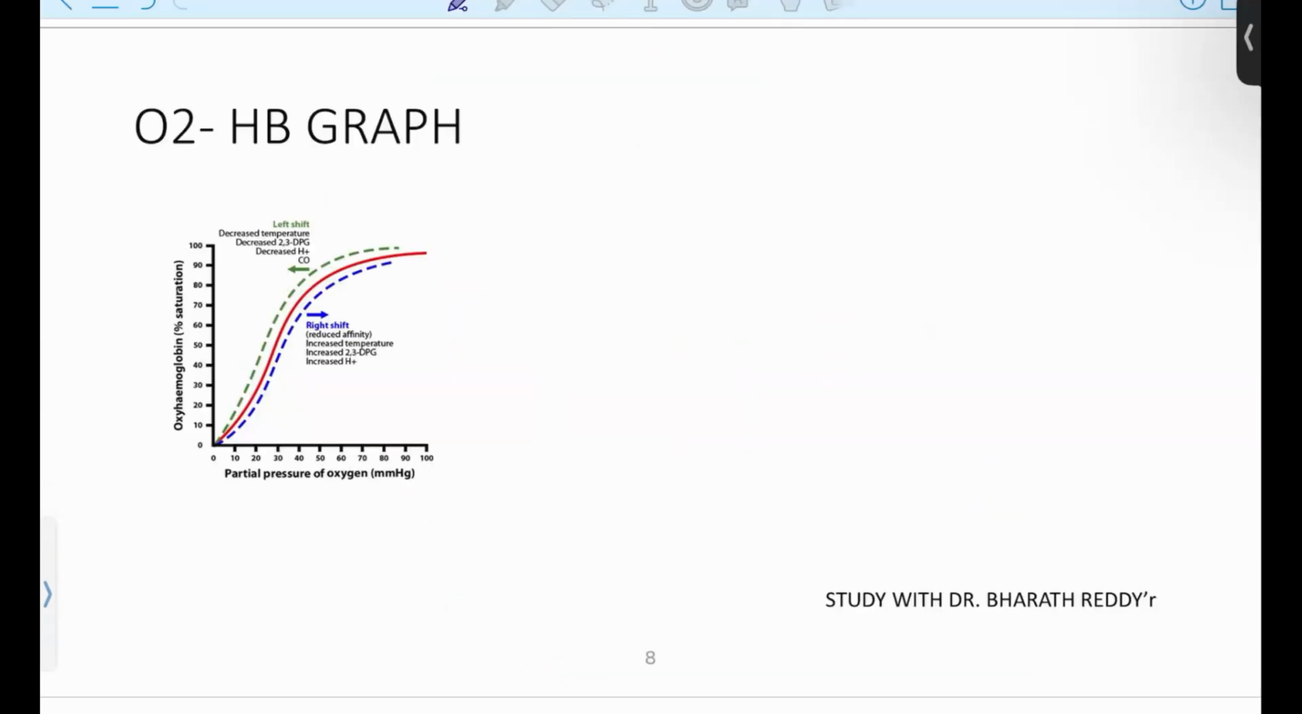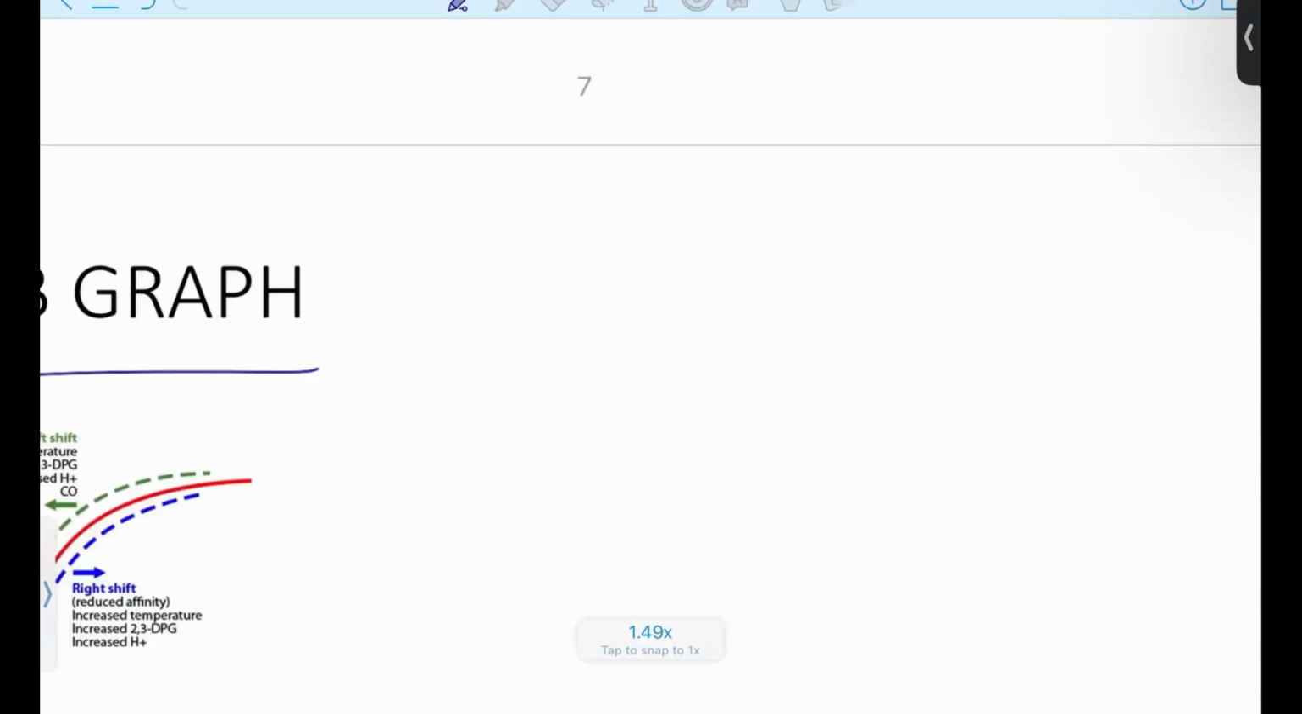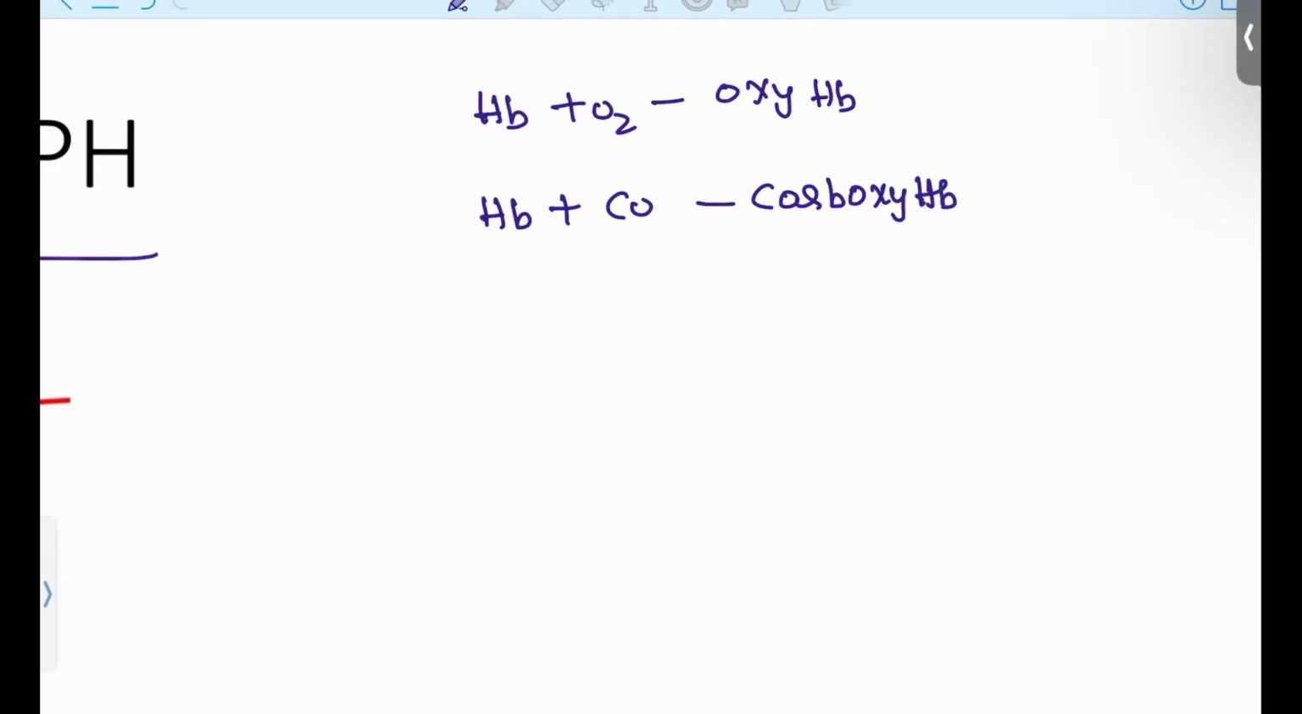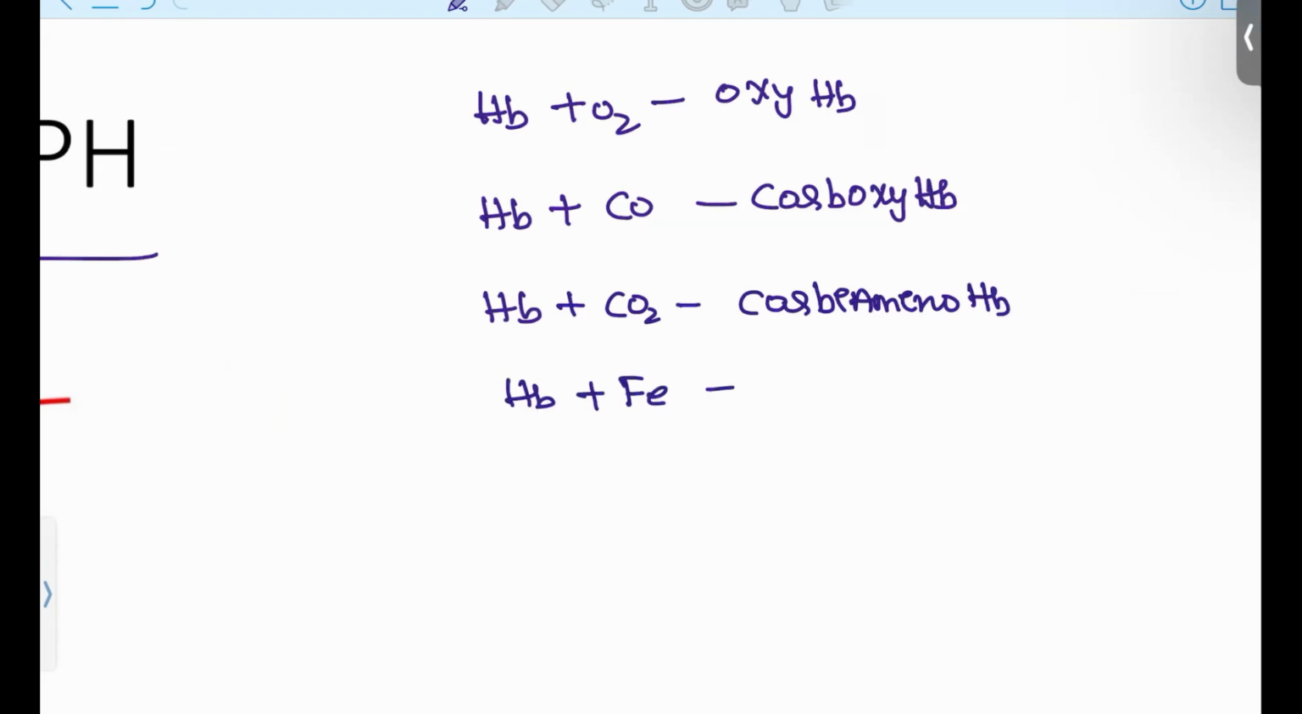Next topic is the O2 hemoglobin graph. So before that, you have to know some of the terms. Hemoglobin plus oxygen is your oxyhemoglobin. Next, hemoglobin plus CO, your carbon monoxide, is known as carboxyhemoglobin. And how about hemoglobin plus carbon dioxide? That is your carbaminohemoglobin. And hemoglobin plus ferric iron is your methemoglobin. These are the terms you also have to understand.